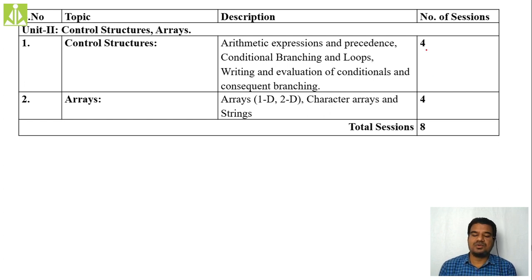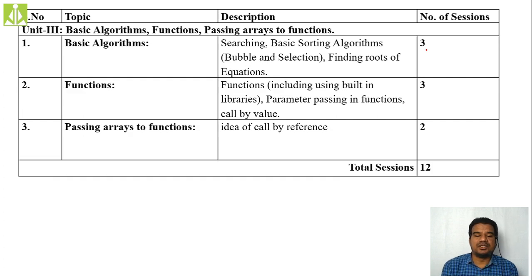Then we have the third unit. Again, it is divided into 3 chapters. Basics of algorithms. Here also we'll do some algorithm work, and along with that we also have to know what is searching, what is sorting, and how we can frame algorithms for searching and sorting techniques, and what is bubble sort, selection sort. What is binary and linear search, finding the roots of a given quadratic equation.